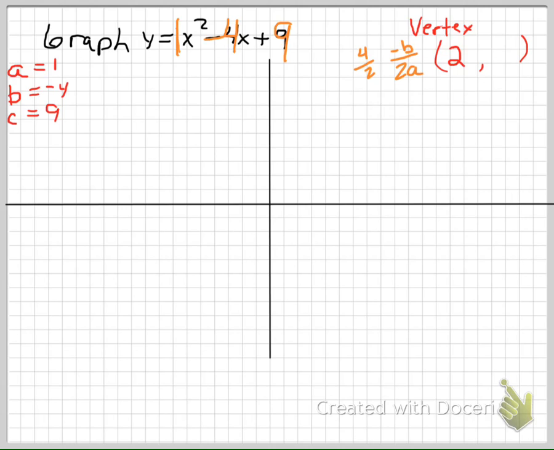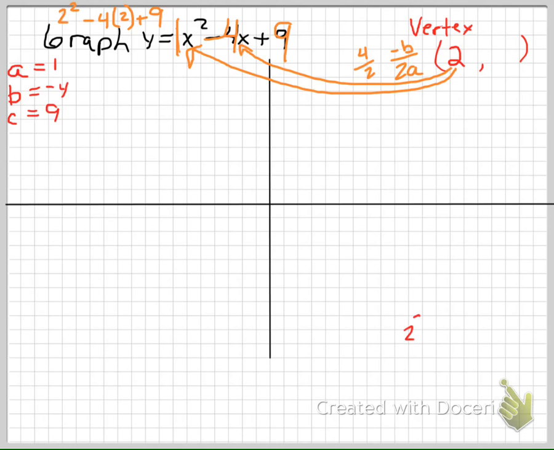To find the second part of the coordinate, our formula says plug and chug. And so what you have to do, kids, and this is a little more involved, is you have to take the 2 and put it into the equation. So you have to go 2 squared minus 4 times 2 plus 9. You have to plug the 2 into the equation, and that will tell you what y is.